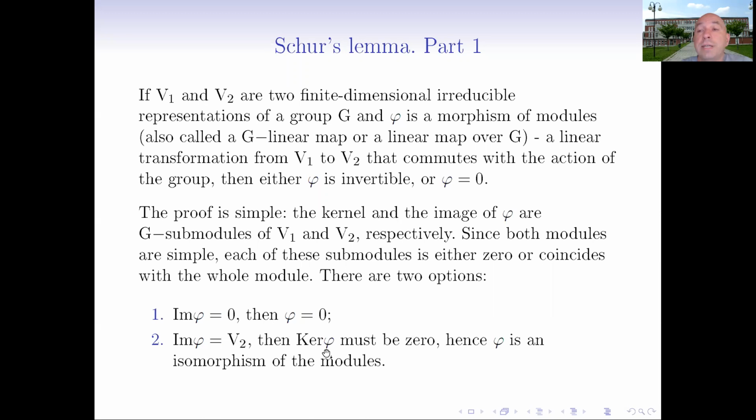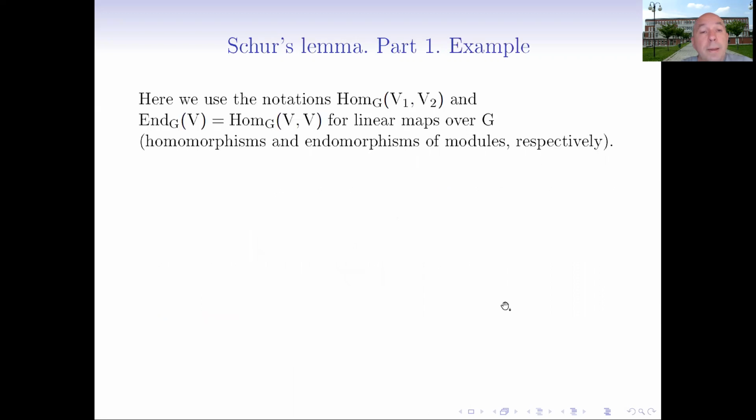If the kernel of phi is 0, it's an injection, a linear monomorphism, or monomorphism of modules. If the image coincides with the whole target, then it's an epimorphism. And monomorphism and epimorphism in the finite dimensional case is an isomorphism. So it's a bijection. So let me give you an example.